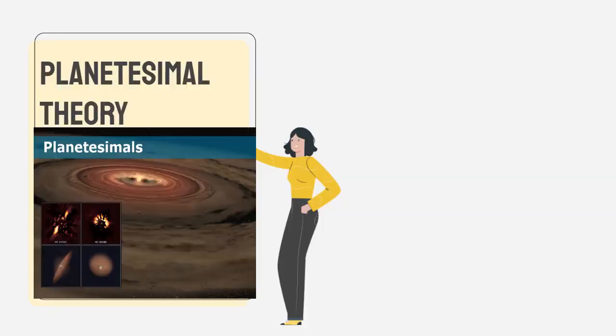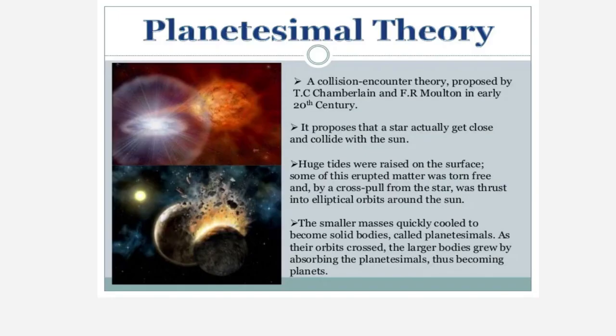Next, we have the planetesimal theory. So the planetesimal theory was formed from the material of the solar nebula. The solar nebula is thought to have been a disc-shaped cloud of gas and dust that remained after the formation of the sun. And also it proposed that a star actually got close and collided with the sun. So as a result of accretion, the small sized dust grains begin to clump together as they collide.